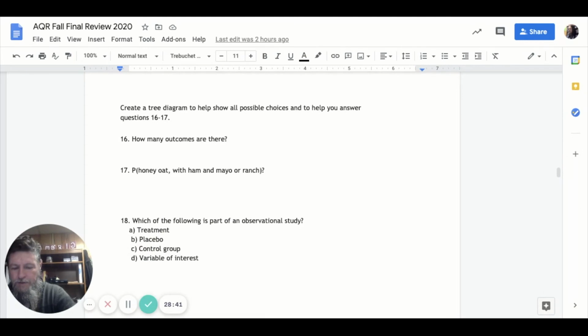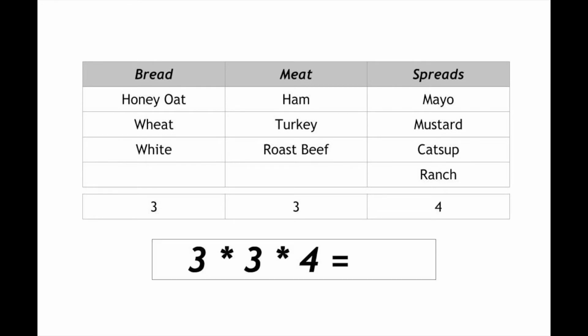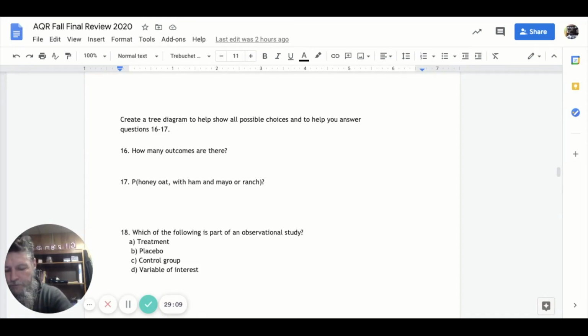How many outcomes are there? Okay, so the way you do that is you see how many options we have for each event and multiply through the events. We have 3 options for the bread, 3 options for the meat, and 4 options for the spread. So it's 3 times 3 times 4, and 36 total options. Okay? Next question.